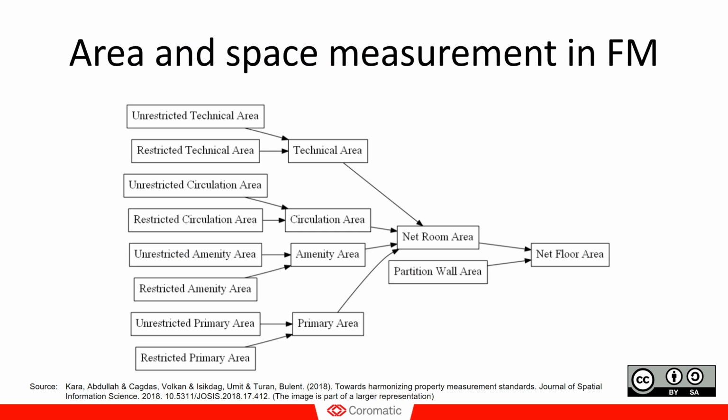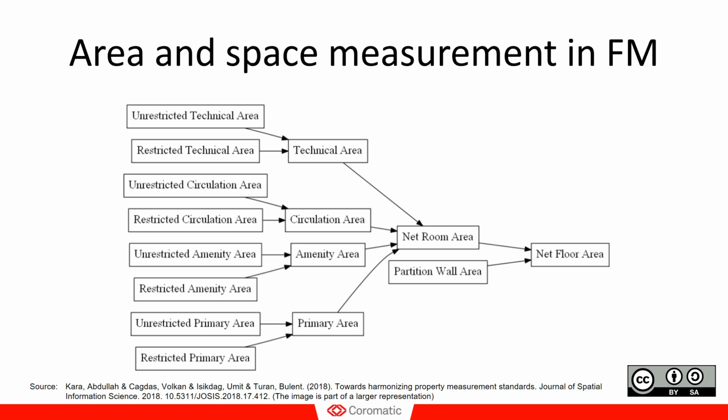If we look at the area and space measurement in FM, the OCP CFOPS is aligned with the European norm 15221, which in itself also follows many others, ISO standards and similar. And this is an overview which shows how the net floor area is broken down. If you start on the right side of this slide, you see that the NFA has two parts, the net room area and the partition wall area.